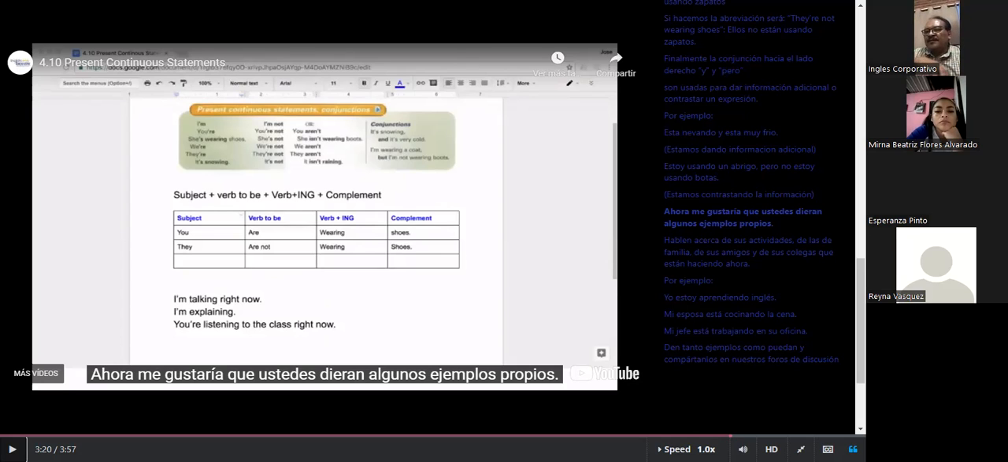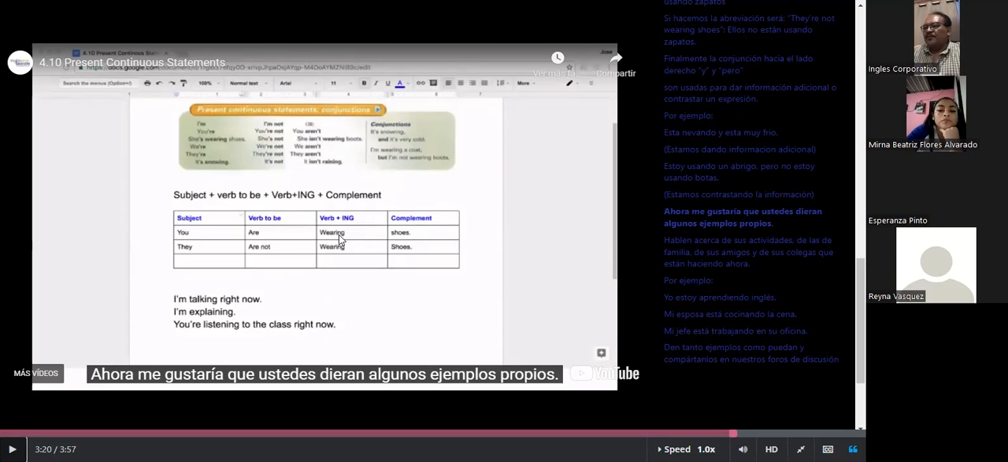Pero vean la estructura. Primero se usa el sujeto, right? ¿Cuáles son los sujetos? I, you, we, you, they. Okay. He, she, it. Luego hay un verbo. ¿Qué verbo es? El verbo to be. Right? For example, you are wearing. Okay, si es negativo, they are not. Y luego, la tercera parte es wearing, el verbo con ing. Por ejemplo, ¿cómo diría estás comiendo pan? You are comiendo.